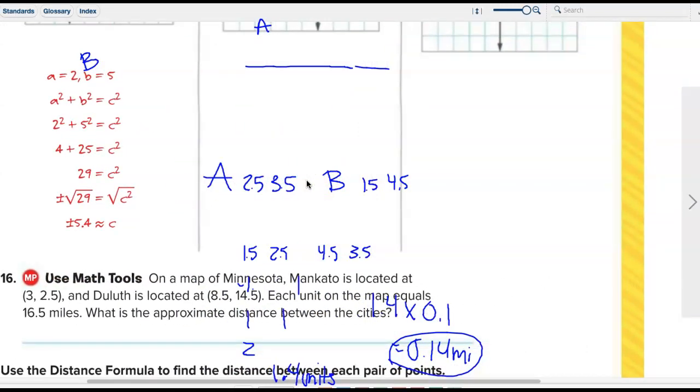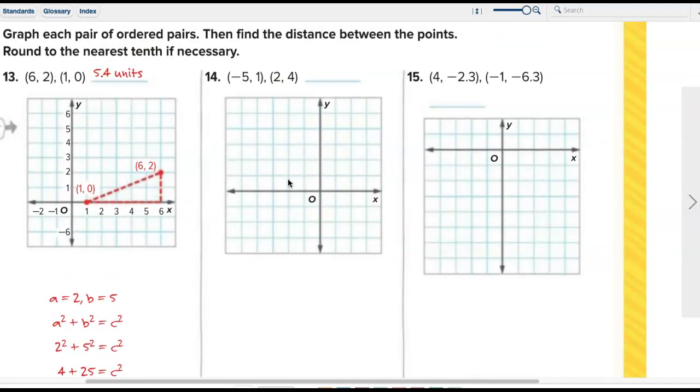All right, on page 437, you are going to do number 14 and 15 using the Pythagorean theorem. So you're going to have to draw in a right triangle. On number 15, I hope you're listening, I want you to change this coordinate point to (4, -2). So basically you're taking out the decimal. And the second coordinate, I want you to change it to (-1, -6). Again, you're basically taking out the decimal.